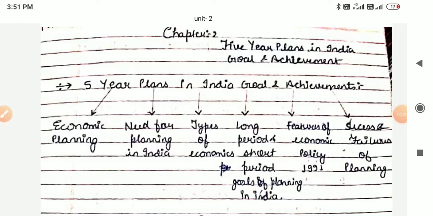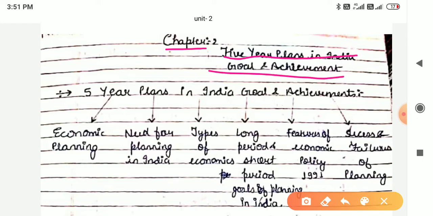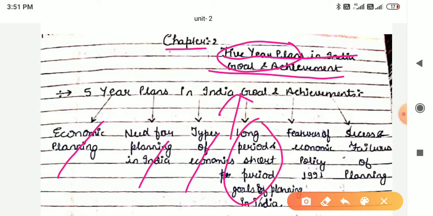Hello everyone. So we are studying our chapter 2, that is 5-year plans in India, goals and achievement. In this chapter we have already discussed lots of topics: who made 5-year plans, why India needs 5-year plans, what is economic planning, need for planning in India, types of economics, long period and short period goals of 5-year plans, and features of economic policy.